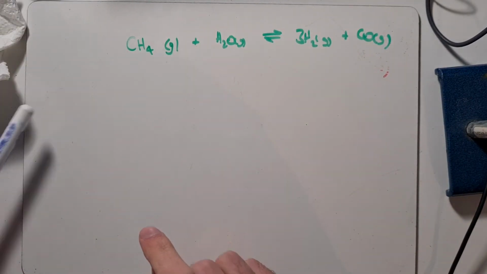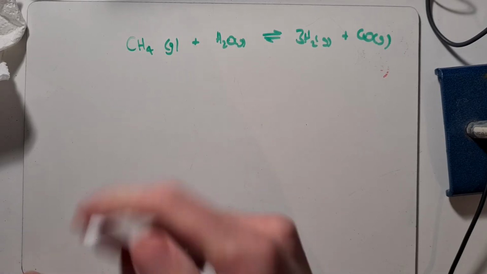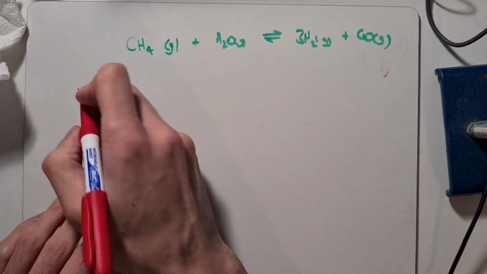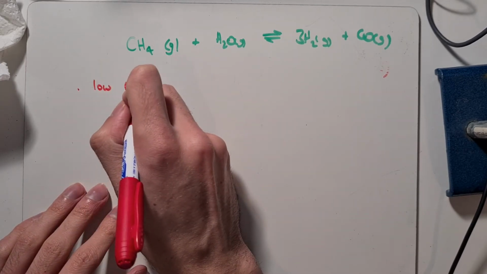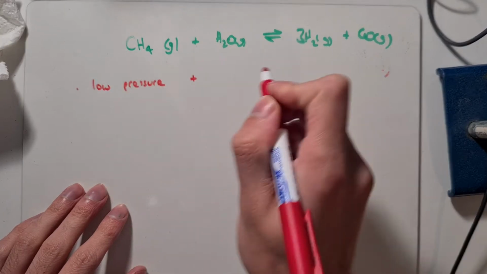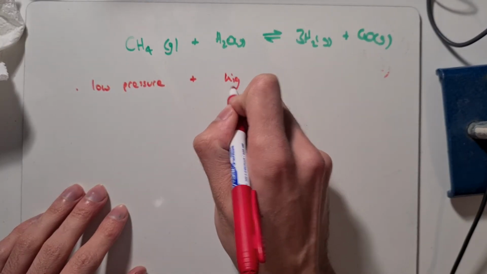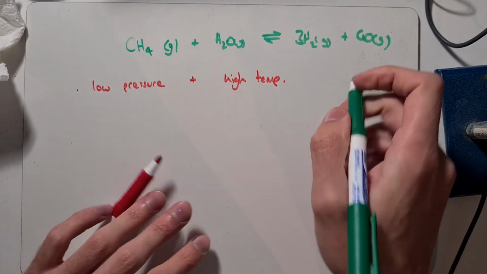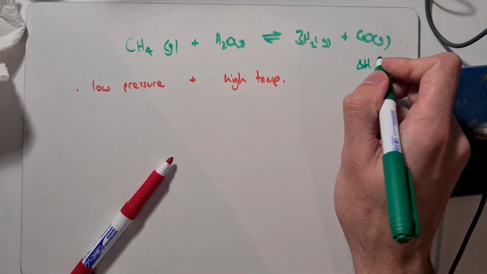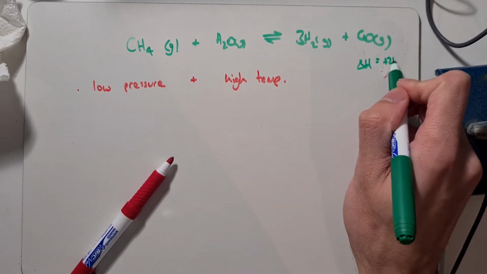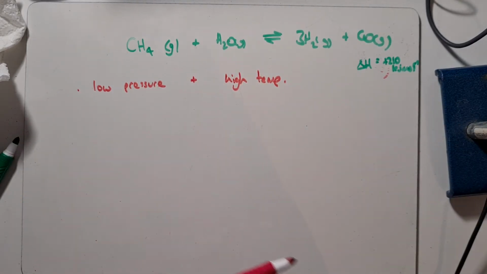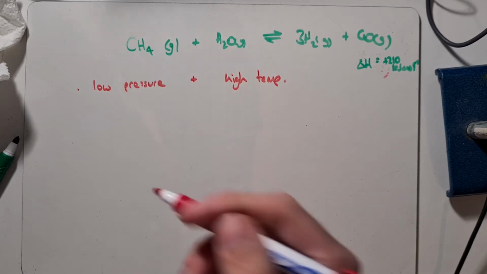So the first thing we need to say is that our conditions, if we want to get maximum yield, is that we want low pressure and high temperature. I realise suddenly I haven't put the enthalpy data on. So enthalpy for the forward reaction equals plus 210 kilojoules per mole. So we want low pressure and high temperature. If you said that, you got a mark.